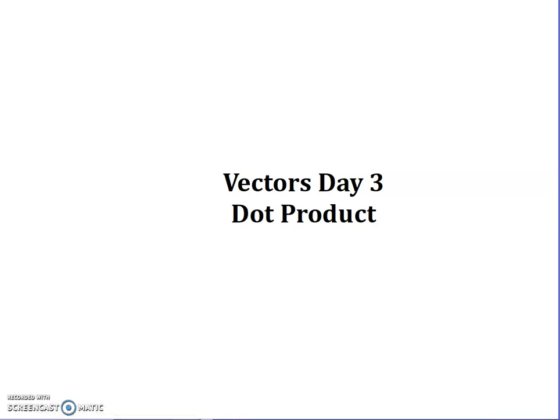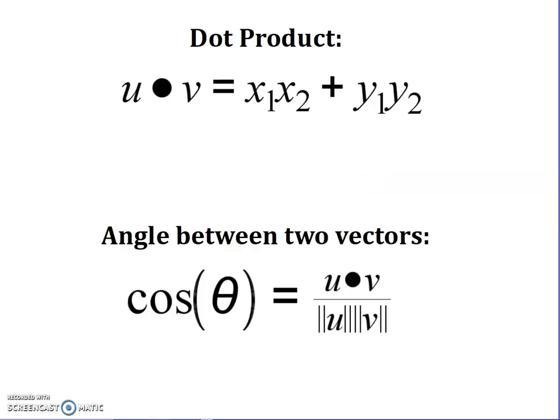All right, day 3 of vectors. We're going to learn a few things today. The first thing we're going to learn is about the dot product. Take a minute and write this down. Our dot product, so you're going to see a big dot in between.